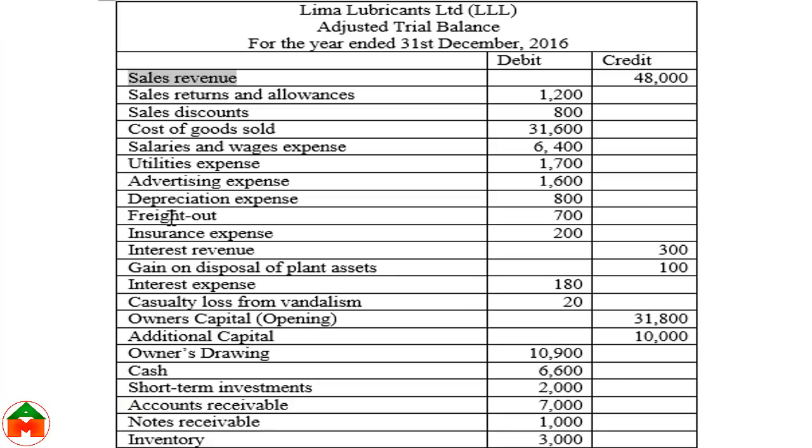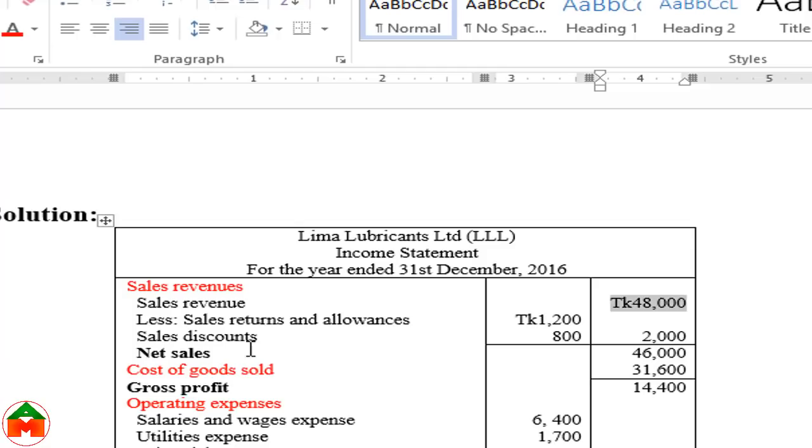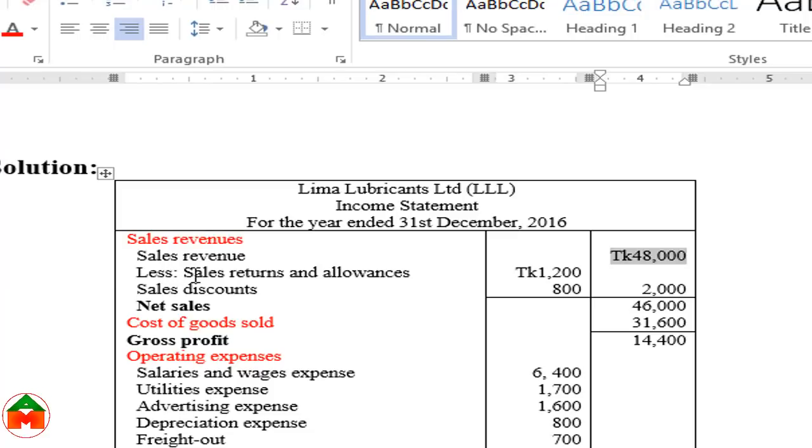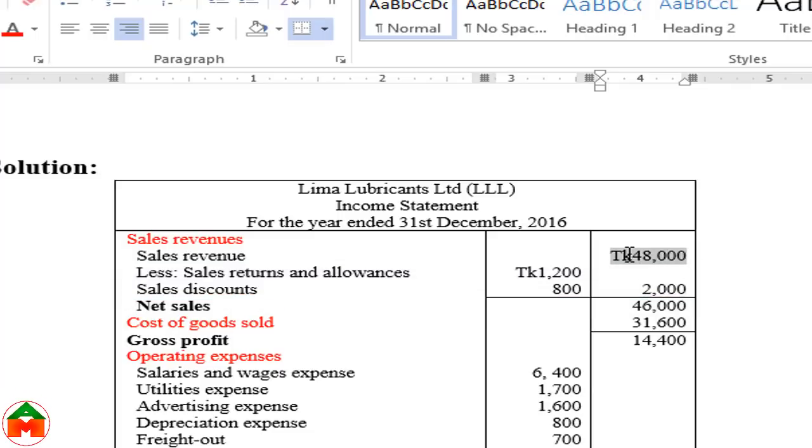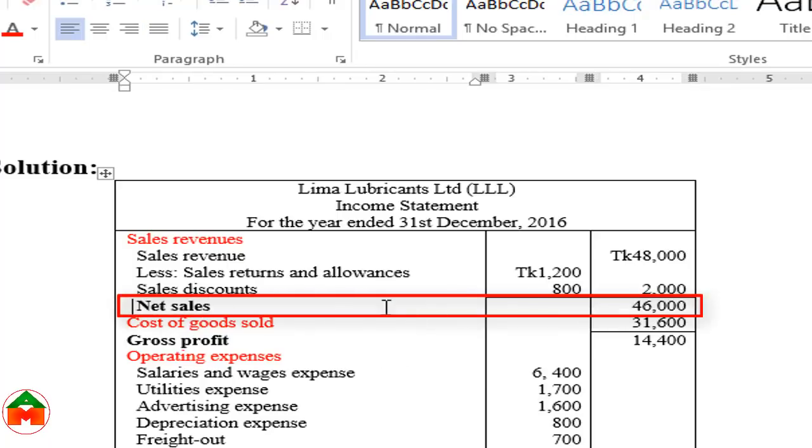Then in the question we can see there are contra revenues, sales returns and allowances, and sales discounts. We will deduct these two items from the sales revenue. Here we can see less sales returns and allowances and sales discount, the total amount of which is 2,000. So this 2,000 is contra revenue. We will deduct this 2,000 from 48,000 to arrive at net sales. So here the amount of net sales is 46,000.